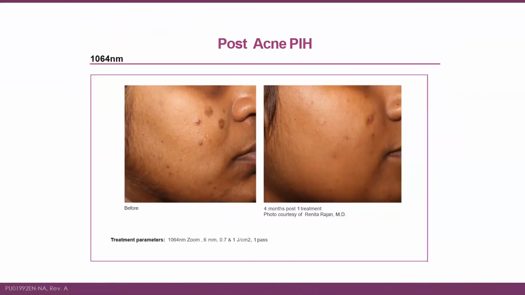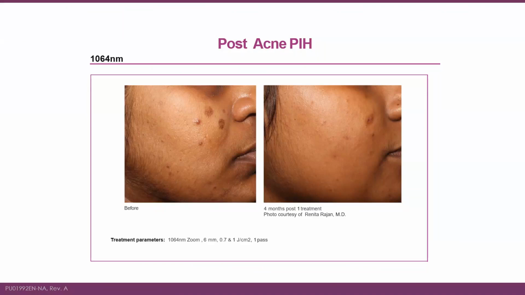We can also treat post-inflammatory hyperpigmentation. Here we use our Zoom or complete beam 1064 handpiece. Very low fluences, only 0.7 up to possibly 1 joule per centimeter squared. We use a 6 millimeter spot size, a reasonably large spot, and we just do a single pass. And you can see dramatic improvement, and this is only a single treatment.